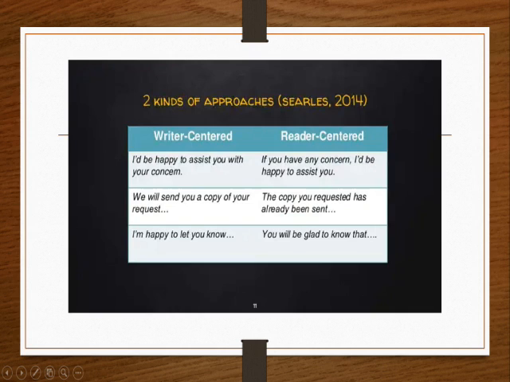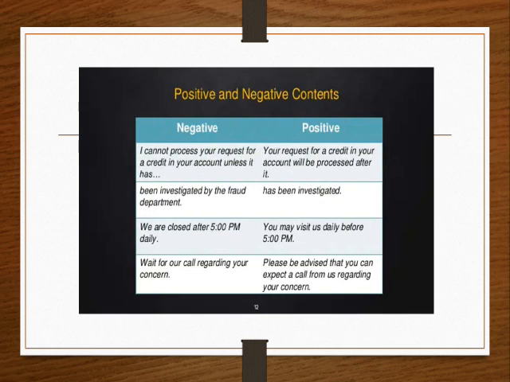There are two kinds of approaches: writer-centered and reader-centered. Writer-centered: I'd be happy to assist you with your concern. If you have any concern, I'd be happy to assist you. We will send you a copy of your request. The copy you requested has already been sent. I'm happy to let you know. You will be glad to know that.